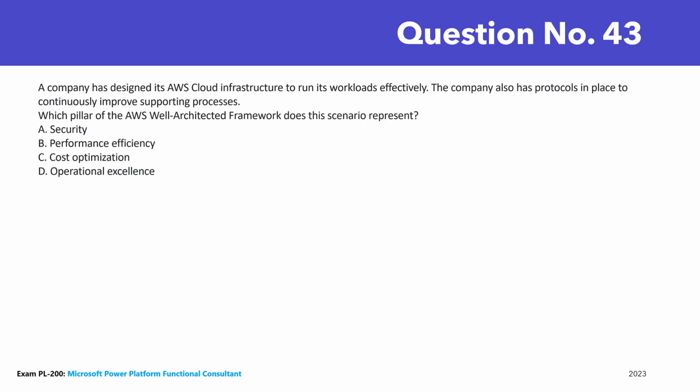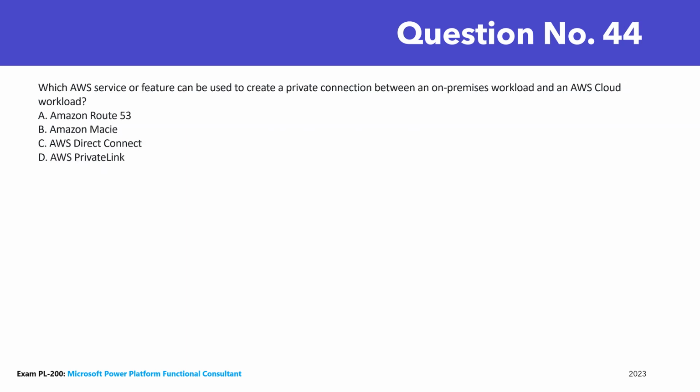A company has designed its AWS cloud infrastructure to run its workloads effectively. The company also has protocols in place to continuously improve supporting processes. Which pillar of the AWS Well-Architected Framework does this scenario represent? A. Security. B. Performance efficiency. C. Cost optimization. D. Operational excellence. Correct answer, D.